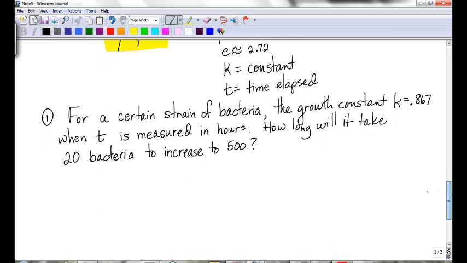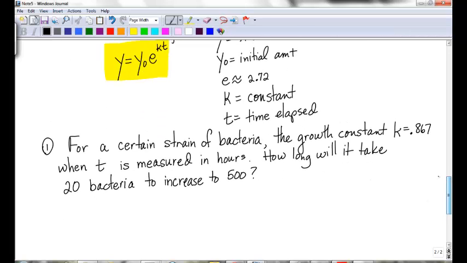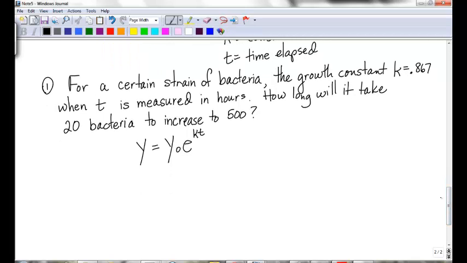Okay? So write the formula down first. Our formula, y equals y sub 0 e to the kt power. Have you done these in physics or chemistry? Chem 2? Nope. Okay, so we're starting with 20. That's our y sub 0. We're ending with 500. That's our final amount. For right now, just use E. The growth constant is 0.867, and we're solving for T.